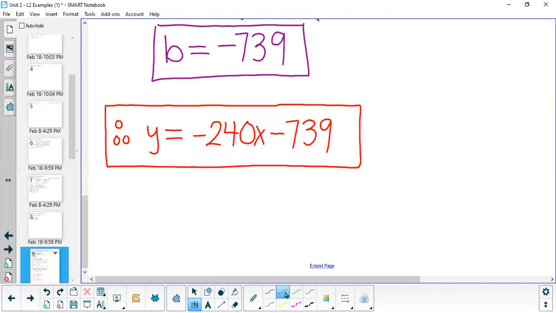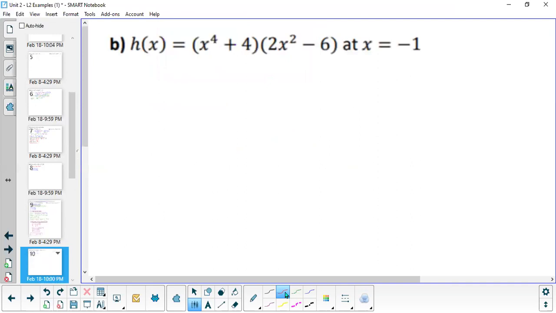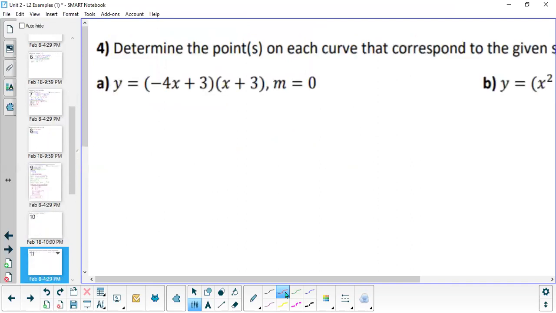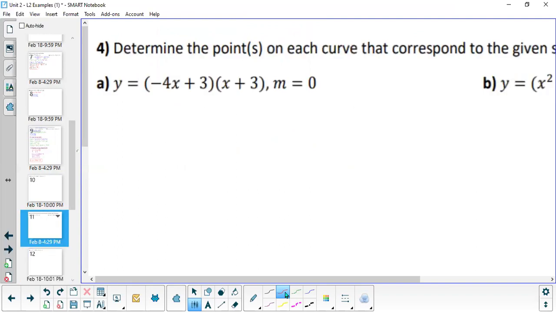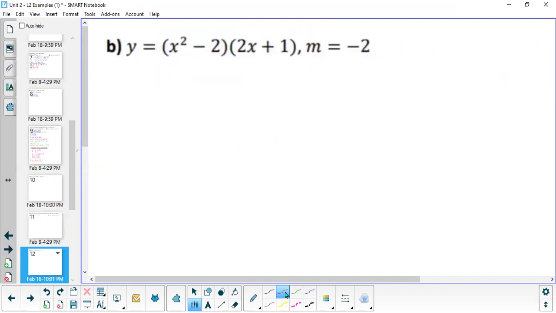Okay. I did want to tackle a different type of question than you're used to. And it looks like this. Right? So when you're given the slope and you're given an equation, let's go back to determine the points on the curve. Determine the points on the curve.